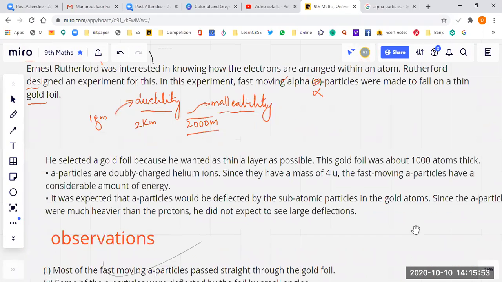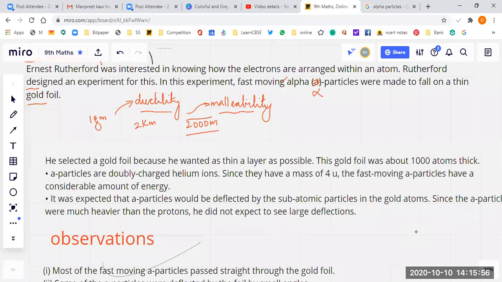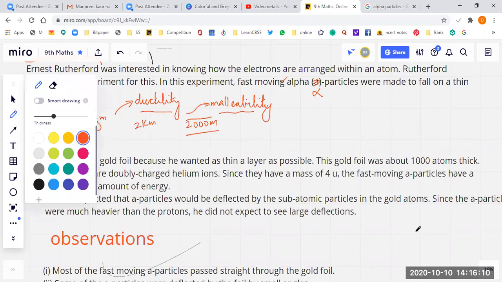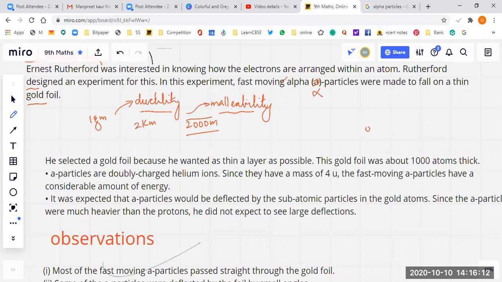He selected gold foil because he wanted a layer as thin as possible. Gold is very ductile and malleable, already explained. This gold foil was about 1,000 atoms thick. What is the meaning of this? Let's say this is the size of an atom. If you put 1,000 atoms, the atom is very, very small, students. Still, it will be very thin. The gold foil was very, very thin.